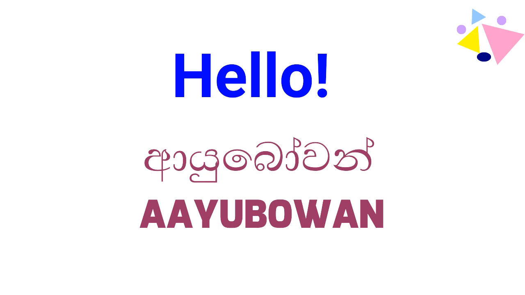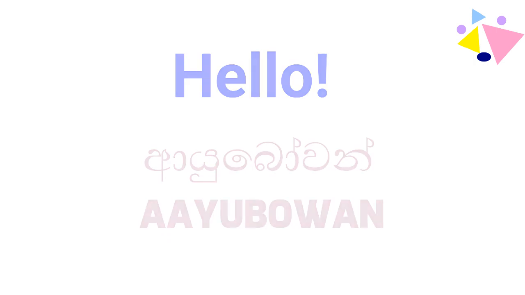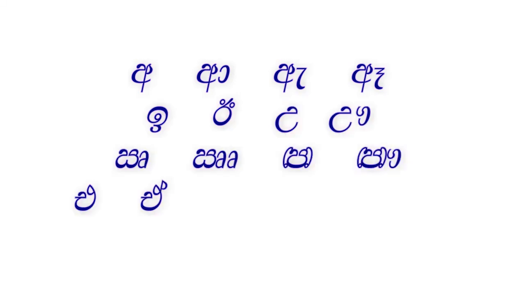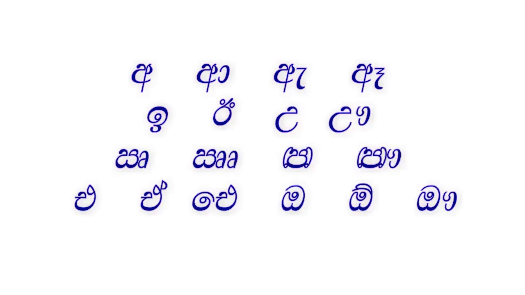As I told you in the previous lessons, there are 18 vowels and 42 consonants in the Sinhala alphabet. I did some consonants in my last few lessons. In this video, I am going to cover some vowels and how to use them with the letters. These are the vowels in the Sinhala alphabet. Let's learn the first 4 vowels in this lesson.